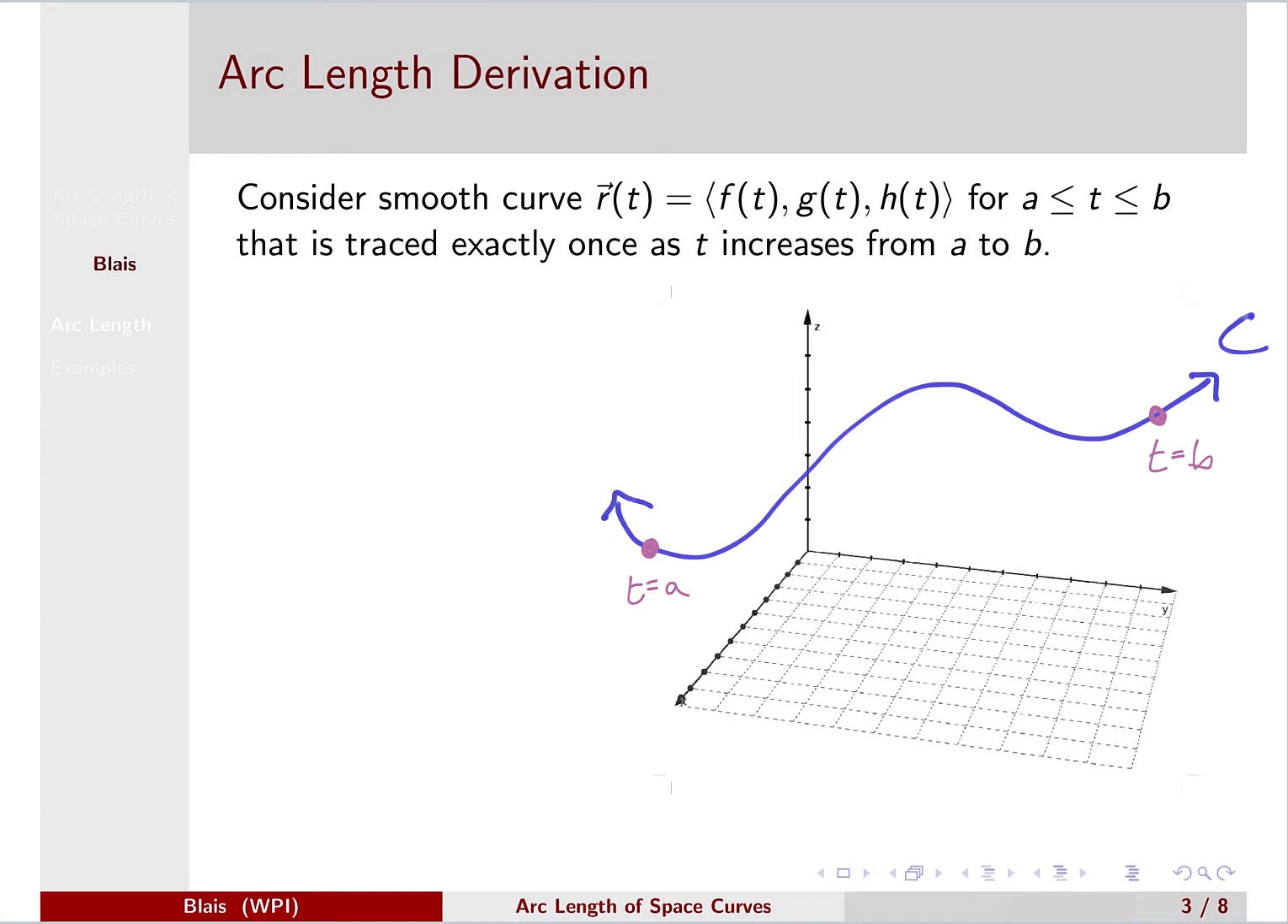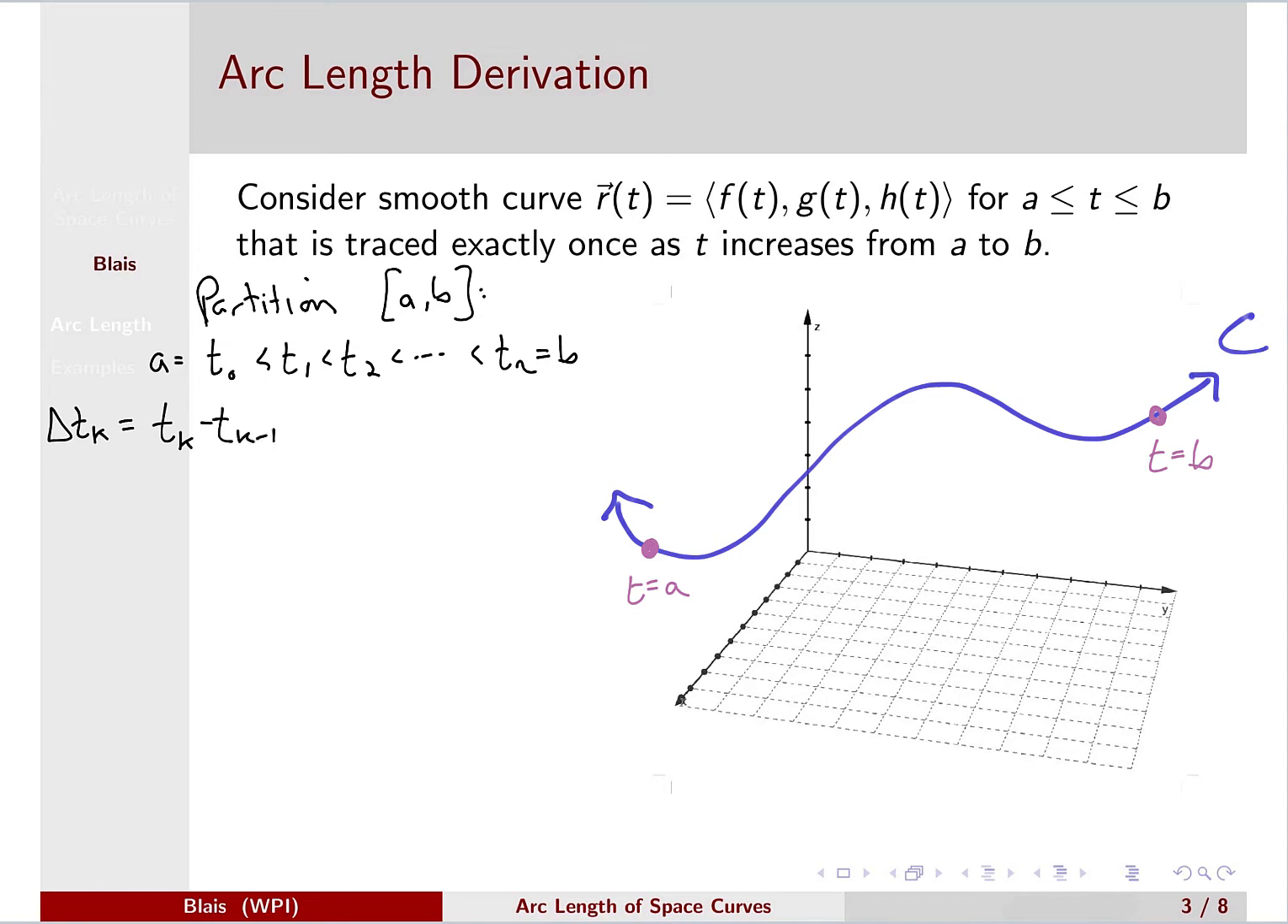Now, the approach that we take to calculate this arc length is an approach we're used to, where we first partition the interval of time. So we partition the time interval AB using, say, A is T0 less than T1 less than T2 up to Tn, which will be B. And we set up a regular partition so that our delta Tk, which is the difference between Tk and Tk minus 1, will just be B minus A over N. So we are partitioning AB into subintervals of equal length.